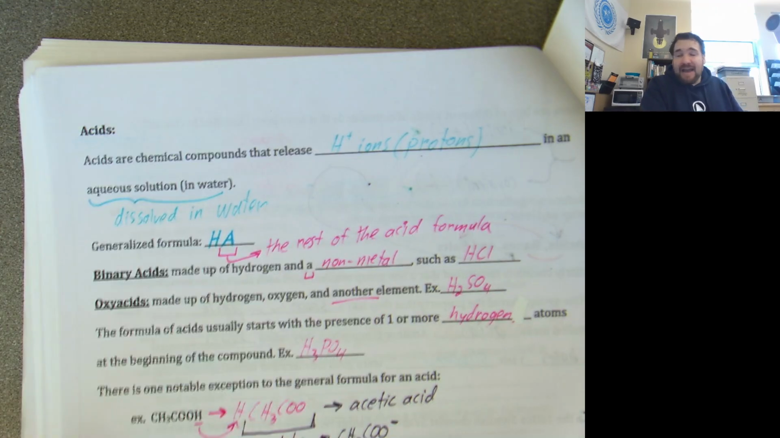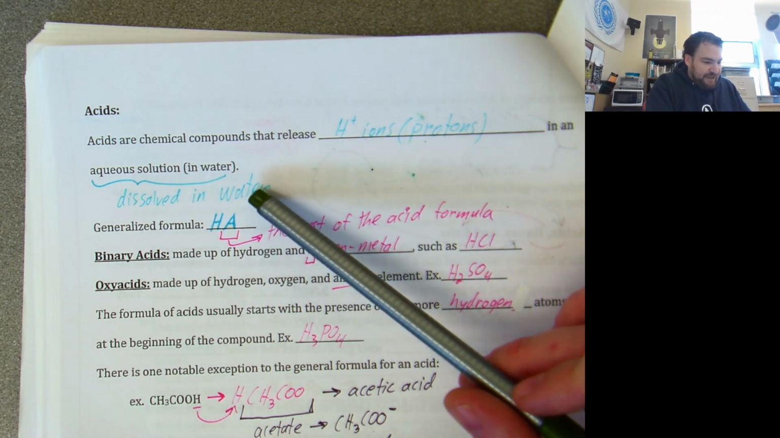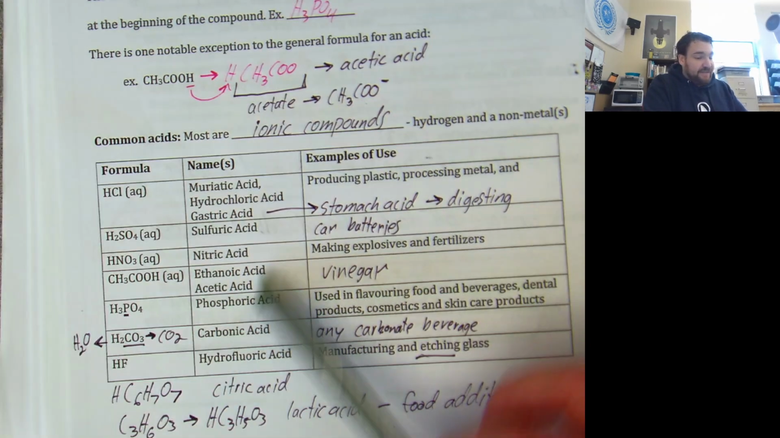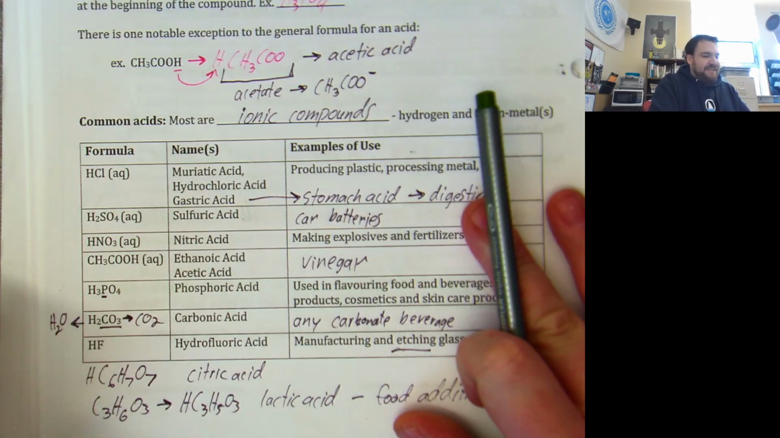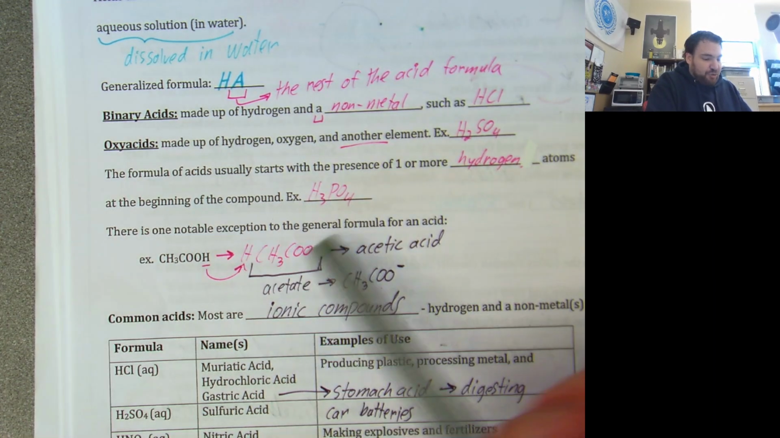Acids were compounds that release hydrogen ions when they're dissolved in water. We had a bunch of names for different kinds of acids. These acids all have different uses. The defining factor for the chemical formula for an acid was this extra hydrogen.